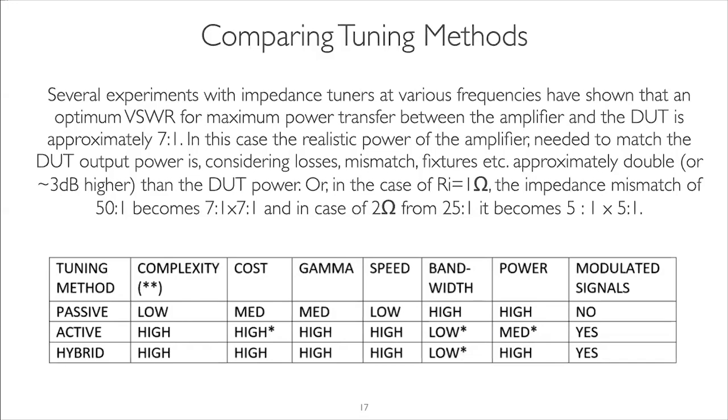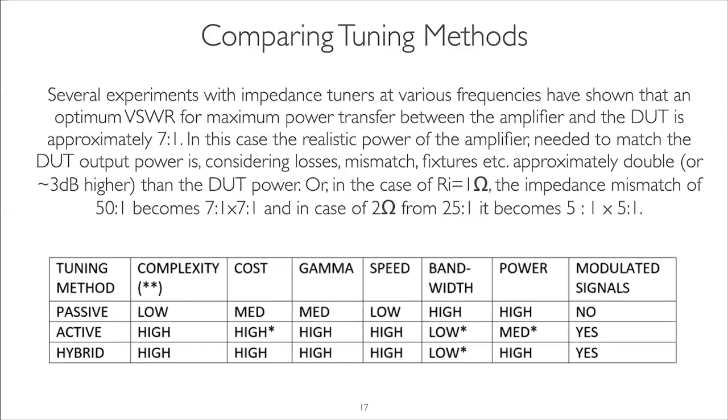Again, I put this one up just because people are always asking me, should I always do passive? Should I always do active? What kind of things should I do? So again, the passive complexity is relatively low, relatively simple. Cost is mid to low. The gammas, depending on what type of tuners you want to use, will be limited by loss.